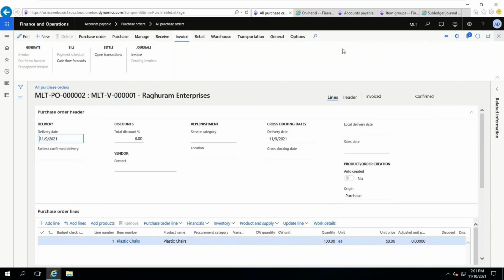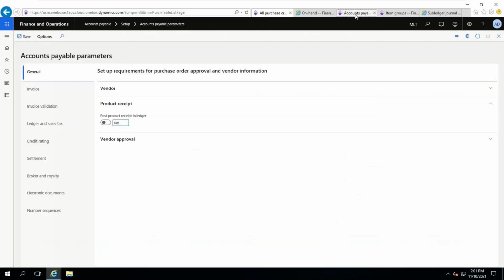Okay, now what I'm doing, I'm enabling this. In a real-time scenario, you will not play with this checkbox. You will discuss with your client whether they want yes or no. You need to decide. Usually 90% of clients will use this one, post product receipt in ledger. 99% of customers or clients use this product receipt checkbox. Post product receipt in ledger will be enabled.